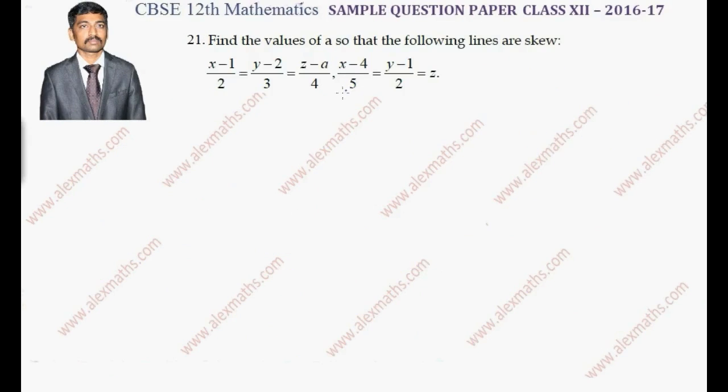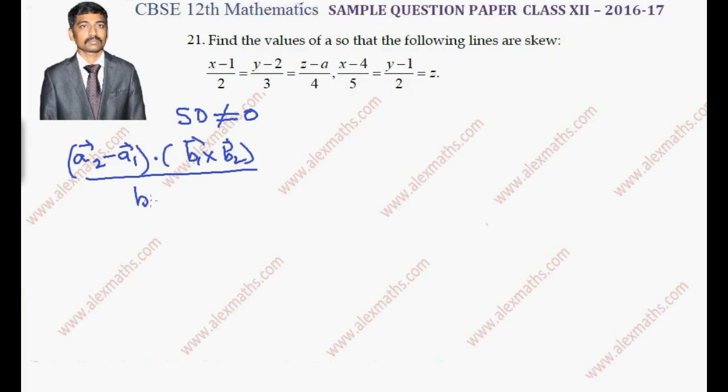Find the values of a so that the following lines are skew lines. For skew lines, the shortest distance is not equal to 0 because they are not going to intersect. We have a shortest distance formula, which is (a2 minus a1) dot (b1 cross b2), everything is a vector, whole divided by the modulus of b1 cross b2. If this is not equal to 0, then the numerator is not equal to 0.